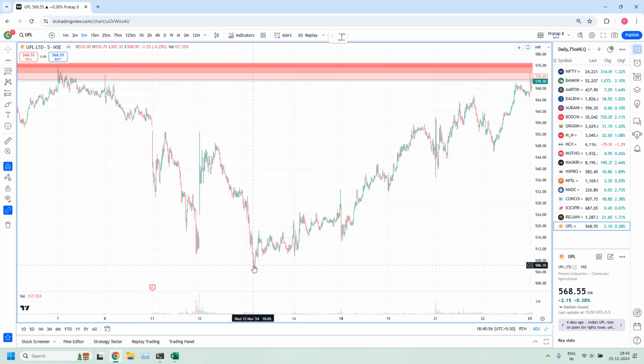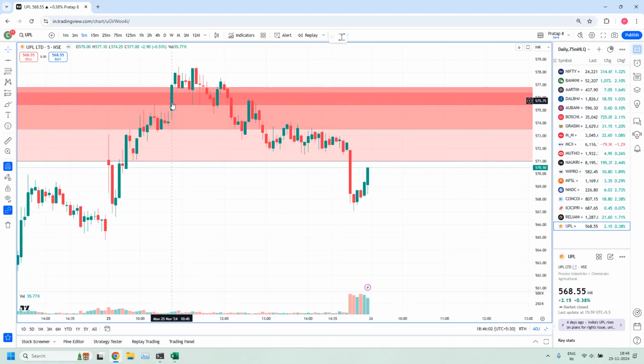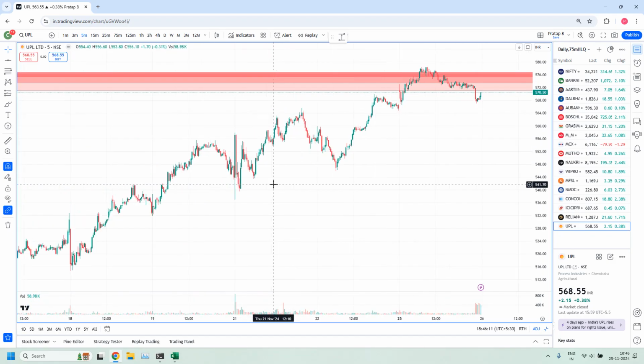This is 13th November. Now prices started moving, and today again it gave a second trade, but it is violated. If you would have taken the trade today, definitely your trade would have been stopped out.